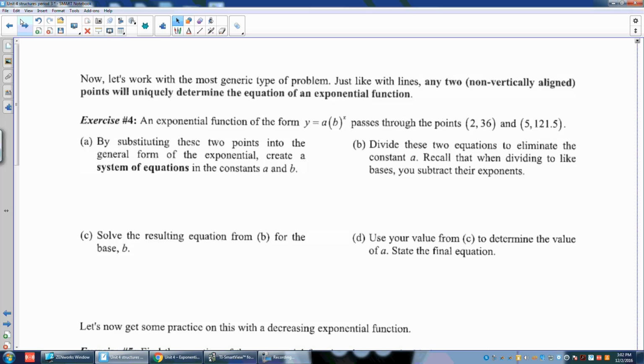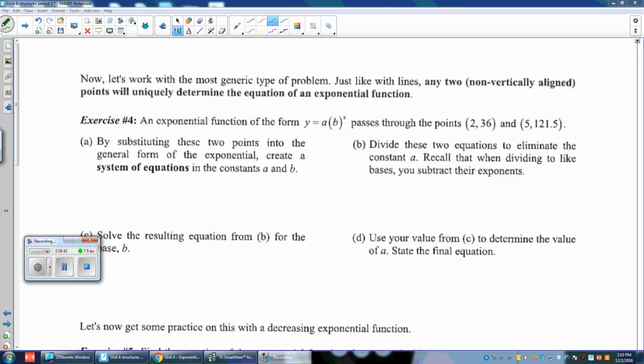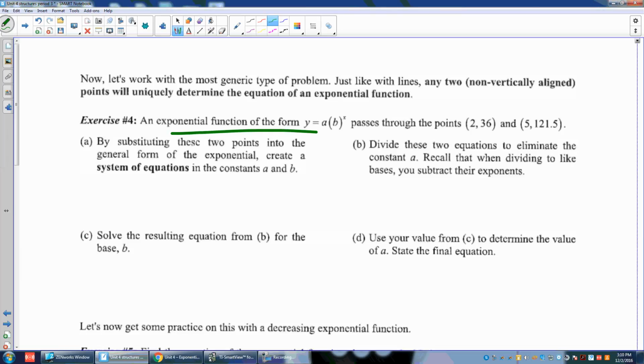Now let's work with the most generic type of problem, just like with any two lines. I'm not quite sure where I was, so I'll pick up right here. It says plug in 2 for x and 36 for y. So 36 equals a b squared. Then it says do the same thing: 121.5 equals a b to the 5th. Now the problem here is that, again, we don't have the y-intercepts.